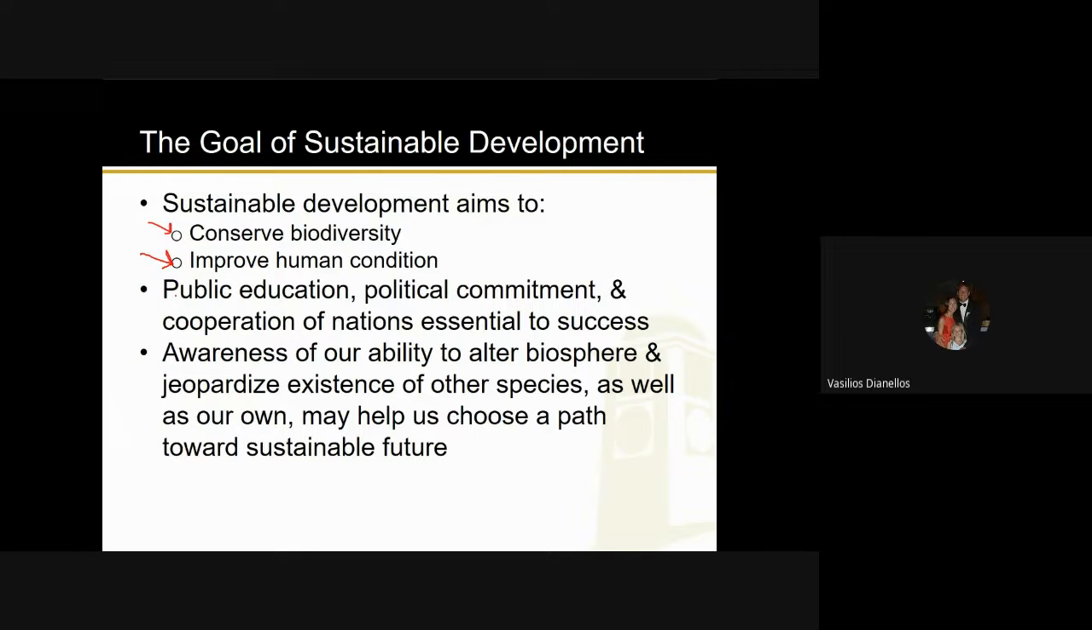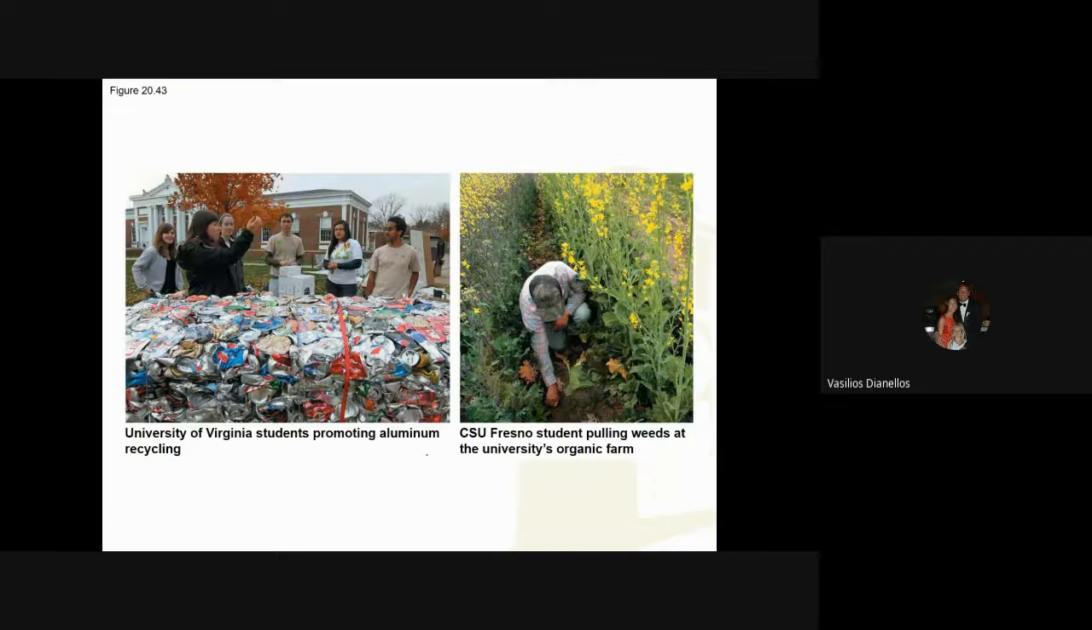Because of that, public education, political commitment, and cooperation of nations is essential to success. And your book also points out that the awareness of our ability to alter our biosphere and jeopardize our own existence and the existence of other species may help us choose a path towards a sustainable future. In other words, all this information you're learning is not strictly an academic exercise. This is stuff that you need to know for us to survive and stuff that you need to apply in your everyday lives.